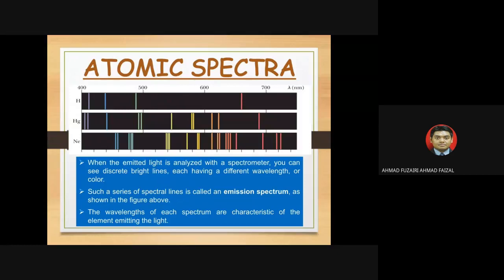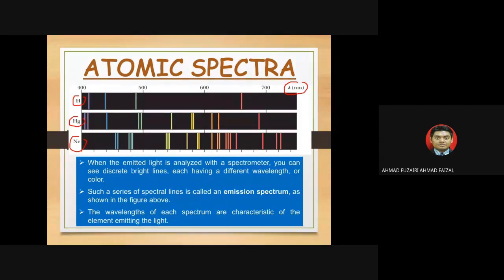Atomic spectra can be classified into two types. The first one is emission spectra and the second one is absorption spectra. So this figure shows an example of an emission spectrum. As you can see from this, hydrogen atoms, mercury atoms, and also the neon gas atom. Different atoms will have different values of wavelength, which in this figure is in the unit nanometer. So how does the emission spectrum work?